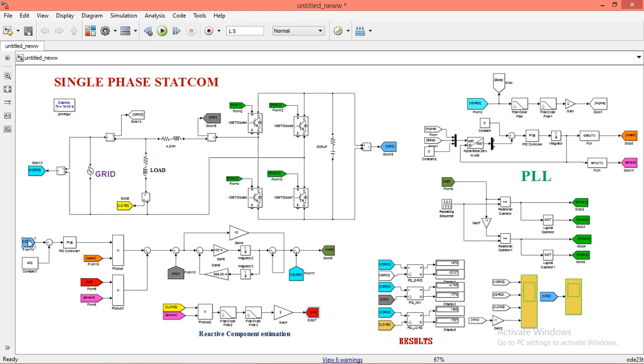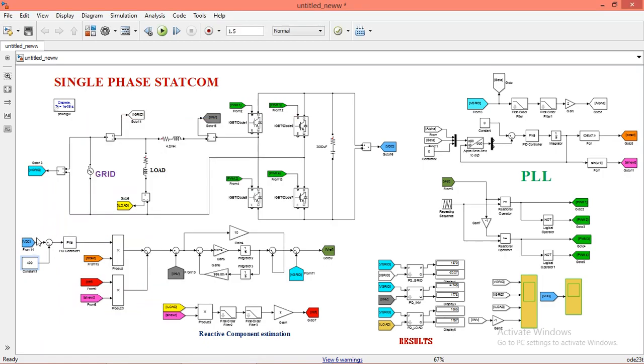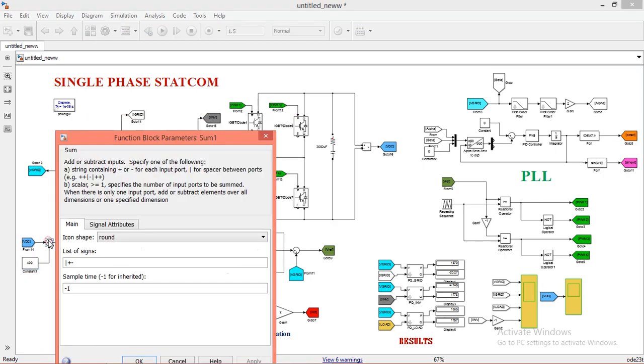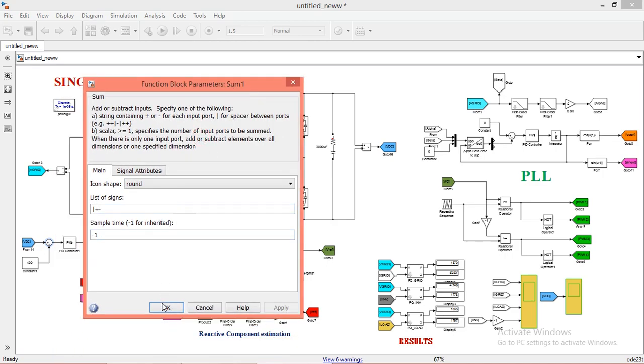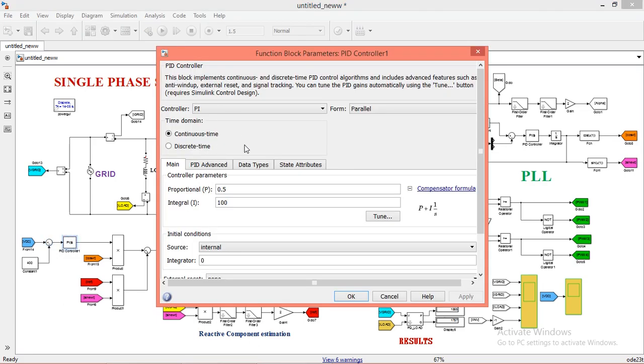Now I'll come to this point. This is the actual controller. Here we take the VDC and we need to regulate the voltage across this capacitor, and my reference value is 400. So the 400 value is compared with the actual DC voltage. We find the difference of VDC and the reference, and give it to a PI controller. The KP value I have kept at 0.5 and the integral value at 100.